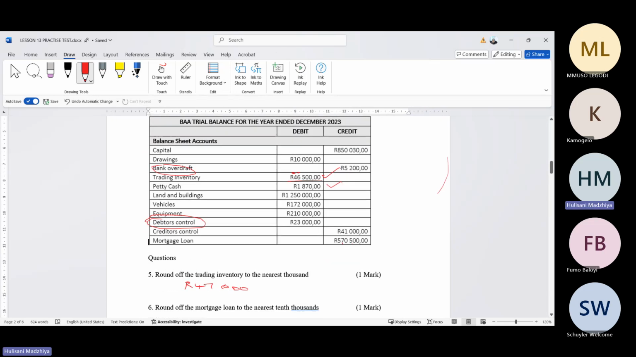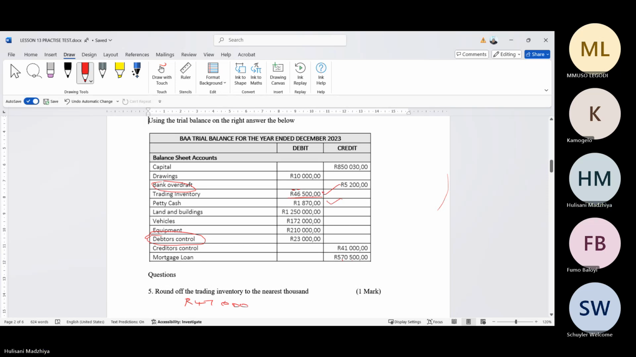And then just to see, can you list the accounts that will be classified as non-current assets? Just give me the accounts that will be classified as non-current assets. Vehicles, as well, land and buildings. Okay, and buildings as well. Yeah, I think that's it. Vehicle and land and building.